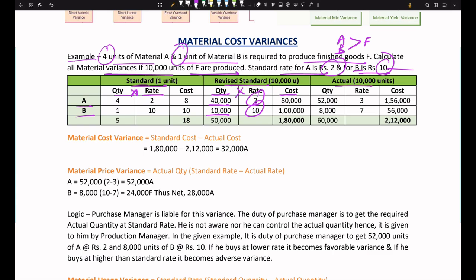Then for actual, the actual quantity is given in the question as 52,000 and 8,000, and the actual rate is also given. So the actual cost is this and the revised standard cost is this. The material cost variance is standard cost minus actual cost. The standard cost is the cost that should have been, but the actual cost that we are getting is 2,12,000. So this is an adverse variance, like a loss for us. Now you can't really say loss, because it's not actually a loss, we are just calculating the variance. So this is the adverse variance, like negative.